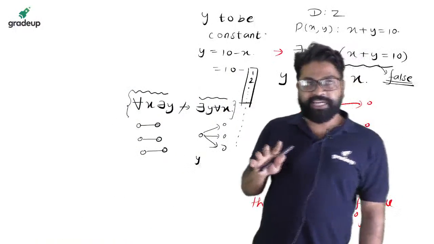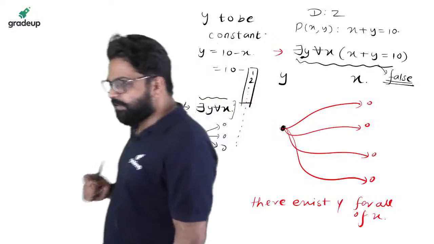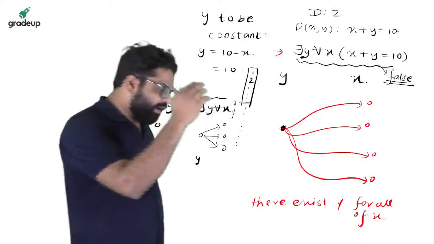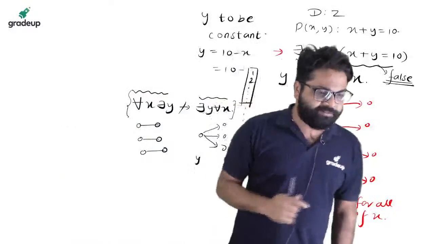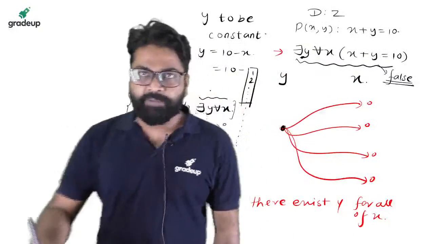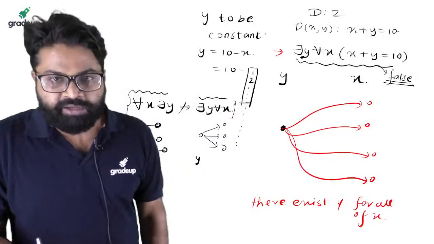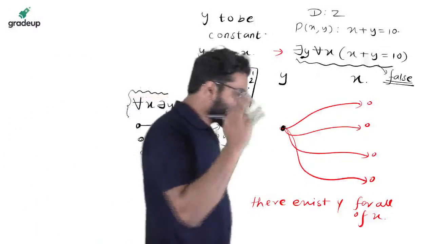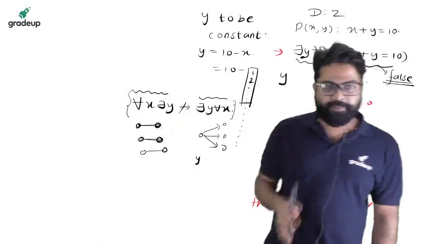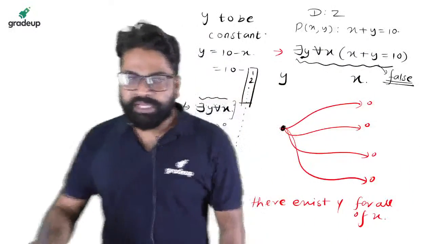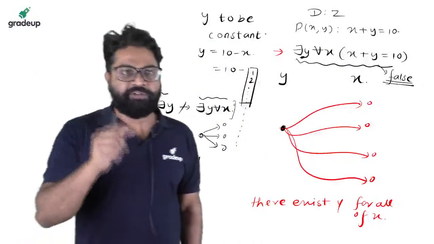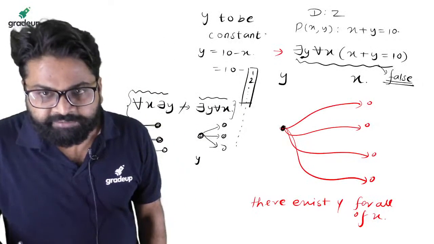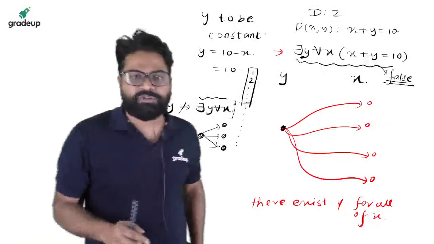Let us understand the first statement. For all of x there exists y. For all of the boys there exists a girlfriend. So what is the diagram representation you will get? This boy has a girlfriend, this boy has a girlfriend. So for all of x there exists y. For every person you will have a girlfriend. But here it is trying to say there is one girlfriend for all of the boys, which is not going to be possible.